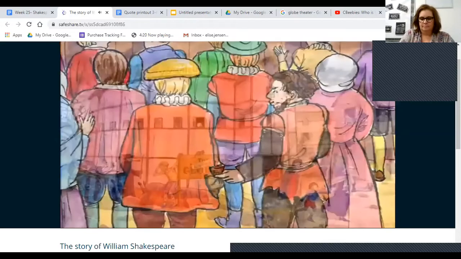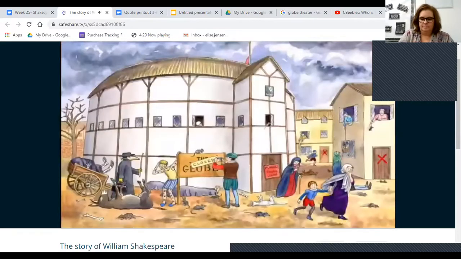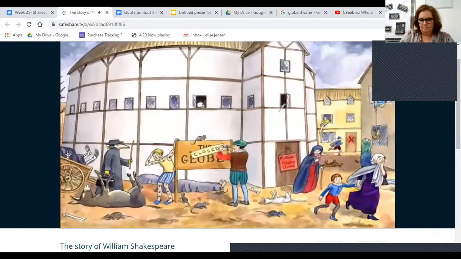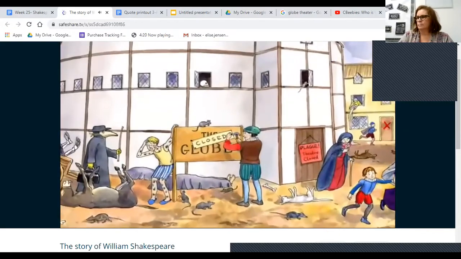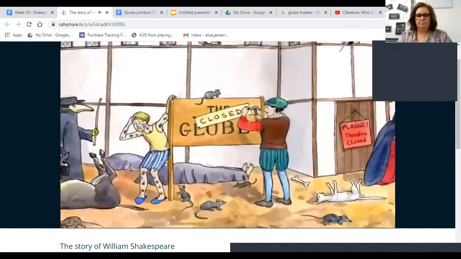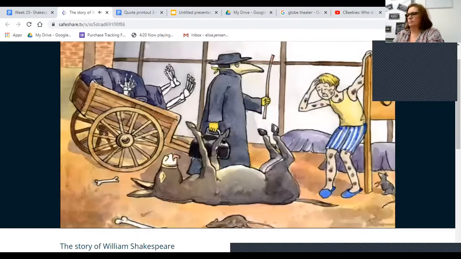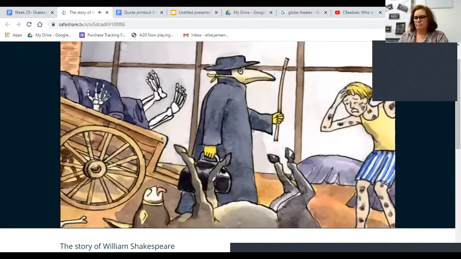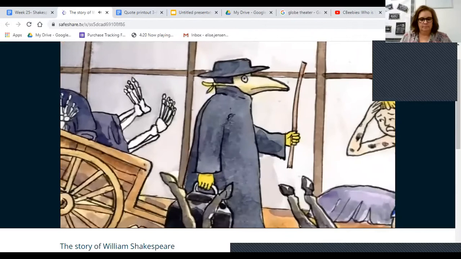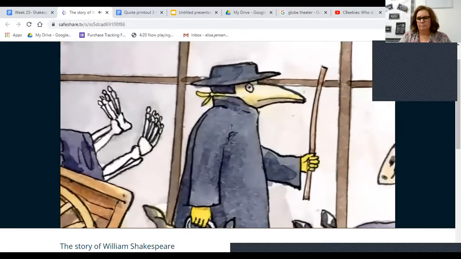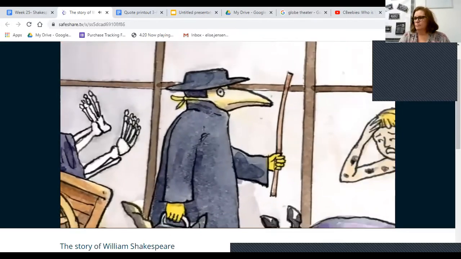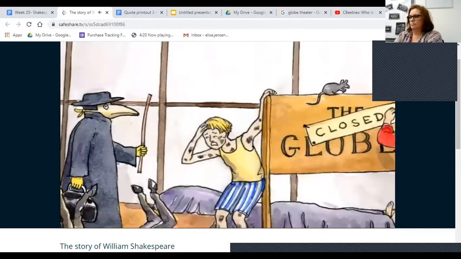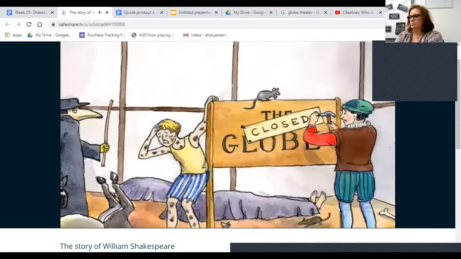A few years after we built the Globe, disaster struck when a plague, which we called the Black Death, broke out in London, and the theatre had to be closed. Check out the plague doctor with his beaky mask filled with sweet-smelling flowers as he goes about the town trying to save people. Nasty job, that one. Glad I'm a playwright. Animals are dropping dead, people are covered in horrible sores and boils, and everyone is trying to save themselves.